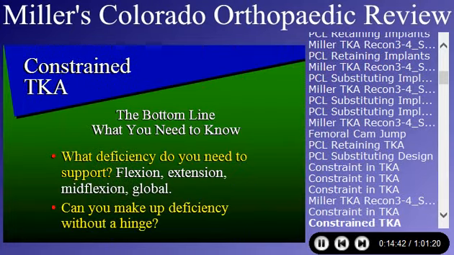So the bottom line, what you need to know is what deficiency do you need to support, whether it's flexion or global or extension or mid-flexion. If it's global instability, we tend to go more towards the hinges. And can you make up the deficiency without a hinge? The rule for the boards is you don't want to use a hinge. Absolutely avoid the hinge if you can. They work well in special circumstances, but it's a highly constrained device, and they will break over time. What you want to do is use a high post as much as you can. In fact, you don't want to use any constraint in the knee system if you don't have to, but if you need to, you should.